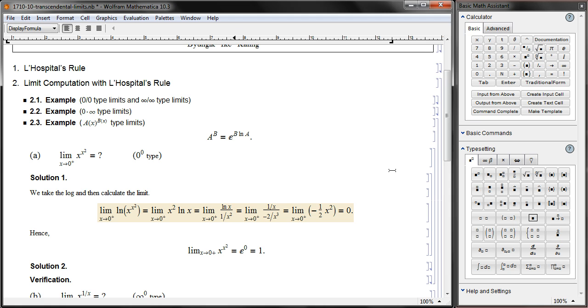Okay, but that's not the end of the story. Because we took the log to calculate all this, we have to take the exponential back. We have e to the 0 power, which is 1. Please do not forget the last step. I remember because I once forgot the last step and then lost some points when I was a student. I still remember that.